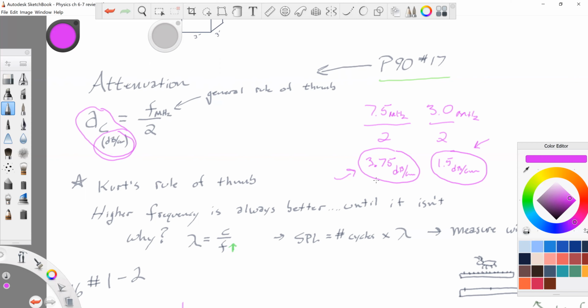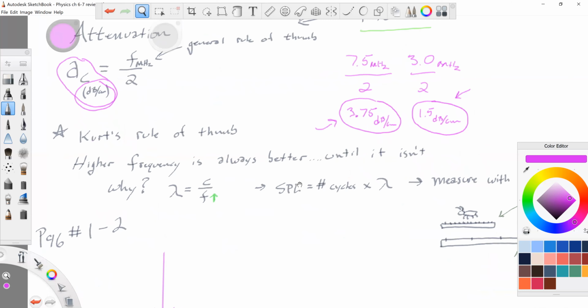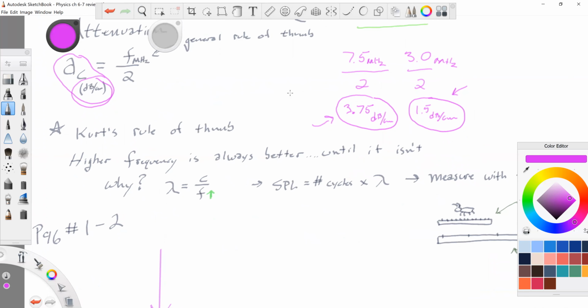Let's jump down to here. Kurt's rule of thumb. Now I have another Kurtism here. Higher frequency is always better until it isn't. So actually, even though we're attenuating at a much faster rate, the higher frequency is better. In fact, it would always be better until it isn't.